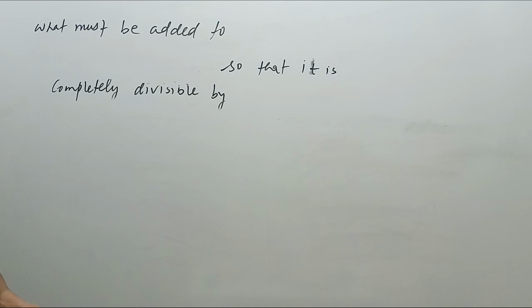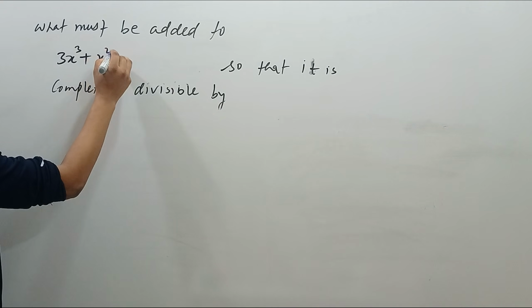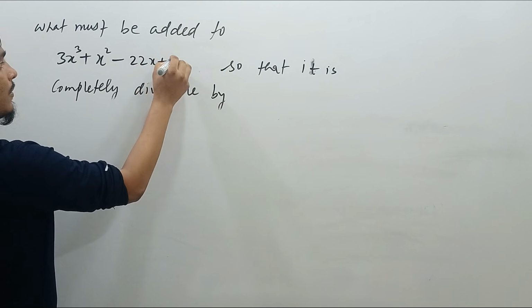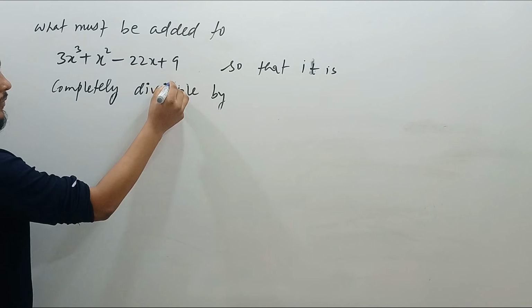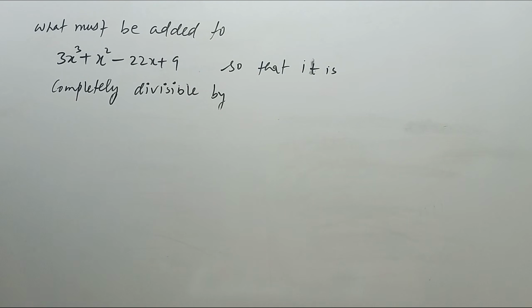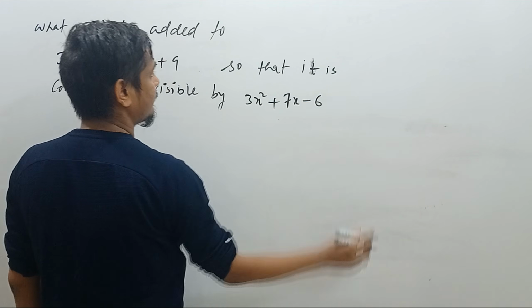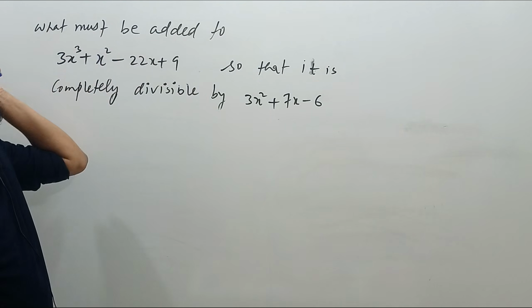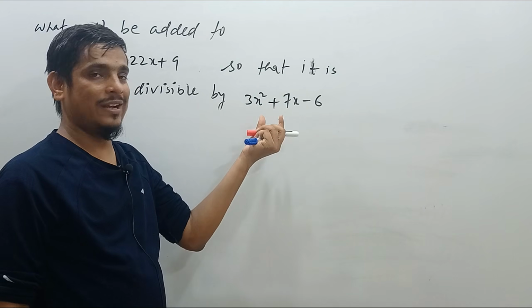Let's take another example. Suppose we are given: what must be added to 3x³ + x² − 22x + 9 so that it is completely divisible by 3x² + 7x − 6? So we have this cubic polynomial and we are trying to divide it by this quadratic.